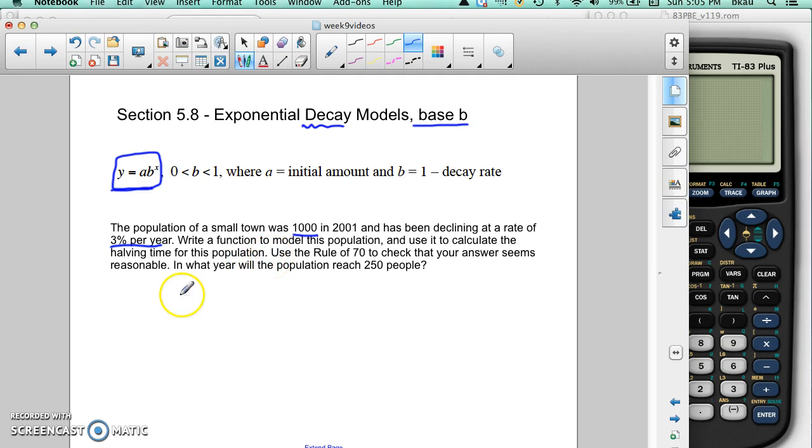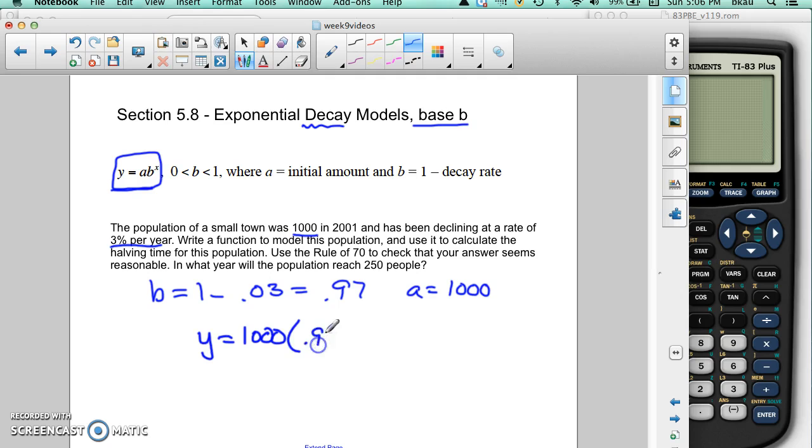Alright, so we don't have the rate. Well, we do have the rate. It's 3%. So that means that b is going to be 1 minus 0.03, which is 0.97. So that's your b value. A is going to be your initial population, which is 1,000. So your equation is y equals 1,000 times 0.97 to the x power. That's your model for this population.